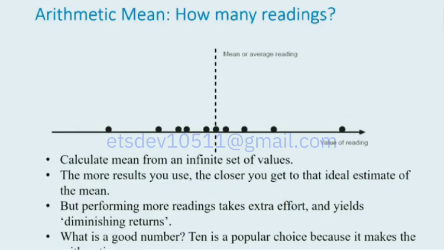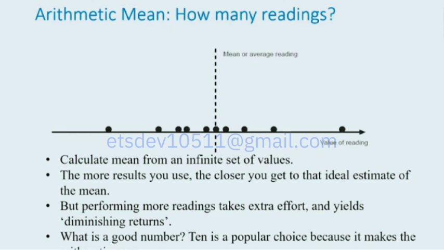Of course, making more analyses or more replicates is an extra effort and it is cost prohibitive, and the yields are diminishing returns. So what is a good number for an arithmetic mean? 10 is a popular choice because it is very easy to do the division when you take the average. This is not a written rule, not a rule of thumb, but for ease it is there. You can do as many as you want.